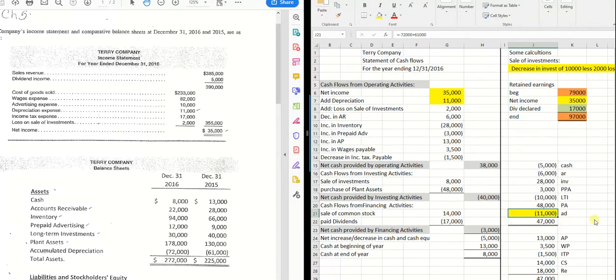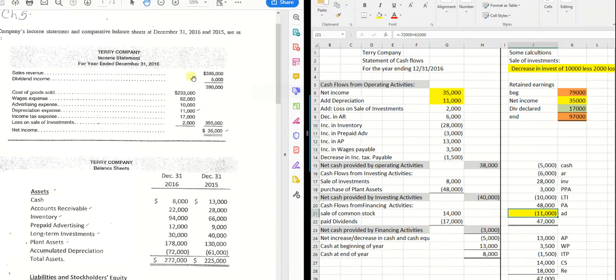Usually what I do is I draw a T account of accumulated depreciation, and kind of like retained earnings, put the beginning amount and the end amount in, and then I look for my depreciation expense, and then I can back into my asset sales that way. Okay, but anyway, I have no asset sales, so my change in accumulated depreciation must be my depreciation expense.